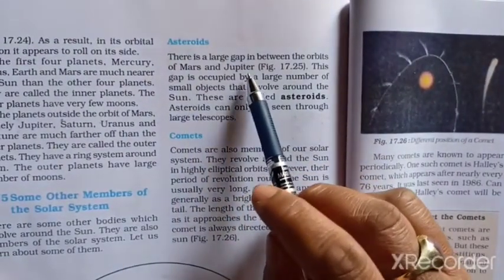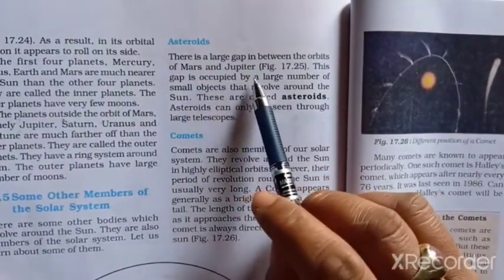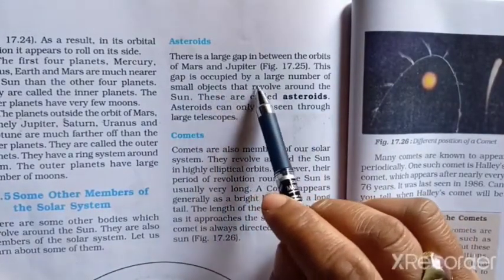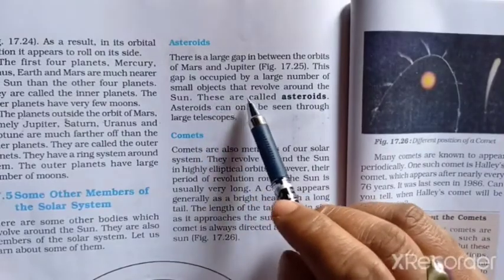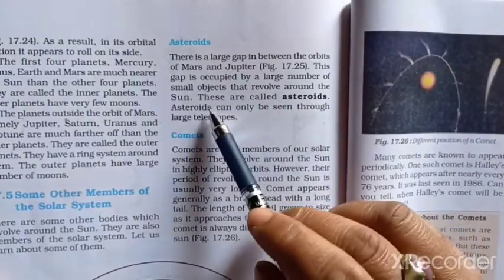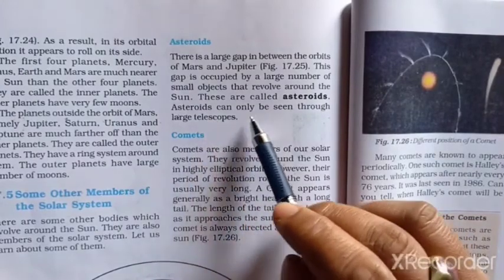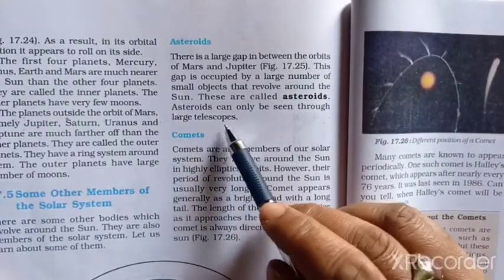There is a large gap between the orbits of Mars and Jupiter, figure number 17.25. This gap is occupied by a large number of small objects that revolve around the Sun. These are called asteroids. Asteroids can only be seen through large telescopes.